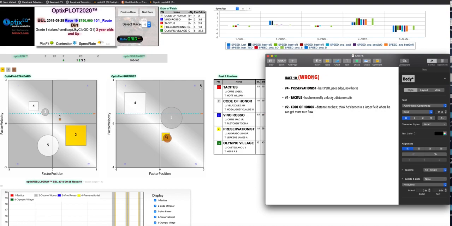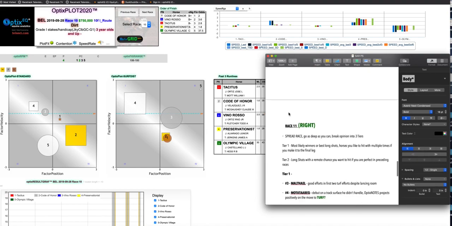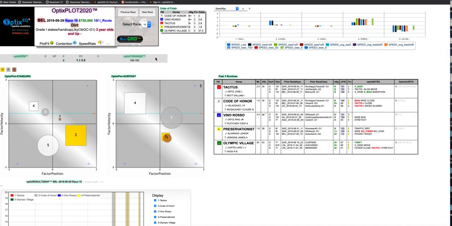But I would say that going forward, I wouldn't discount Tacitus, especially with the removal of the blinkers going a mile and a quarter. I still think he's a really legitimate 10 furlong horse. And Code of Honor, I think it's just right up against his best at 10 furlongs. So whatever it's worth, I'll probably be wrong again on that race the next time they run, which probably will be the Breeders' Cup, I assume. Okay, let's move on to the 11th race.